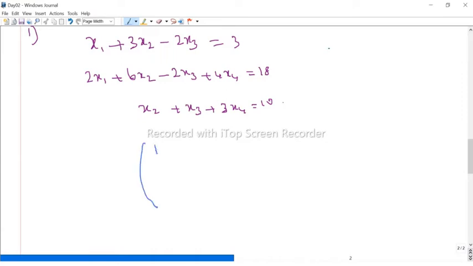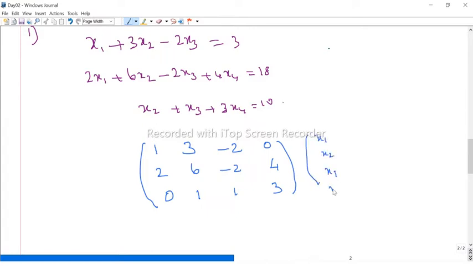The first row: the x1 coefficient is 1, the x2 coefficient is 3, x3 is minus 2. There is no x4, therefore 0 in the first row. Second row: x1 coefficient is 2, x2 coefficient is 6, x3 is minus 2, and x4 is 4. Third row: there is no x1, x2 is 1, x3 is 1, x4 is 3.